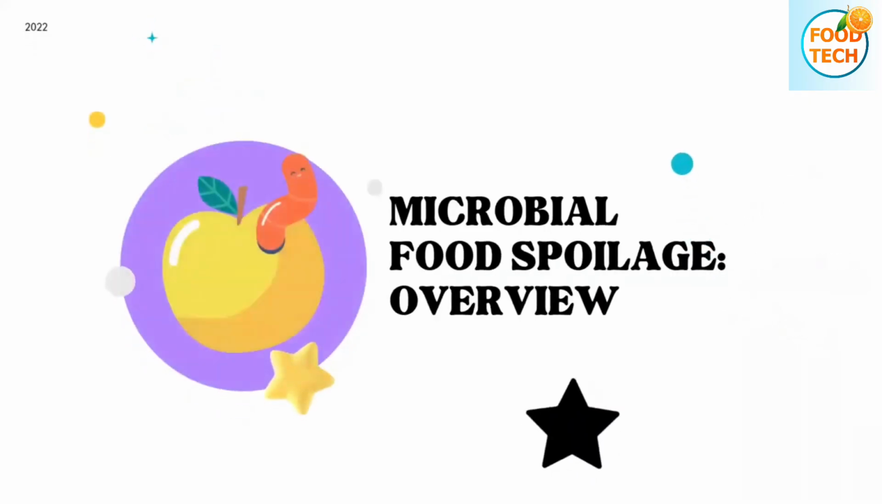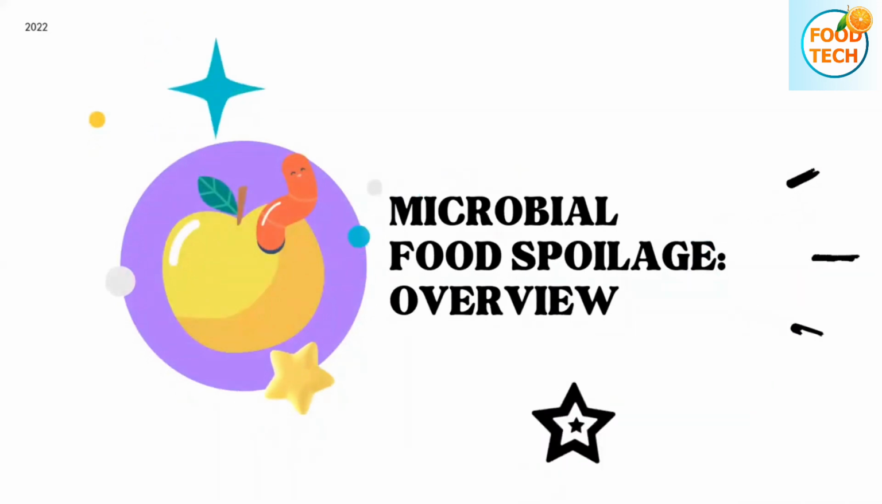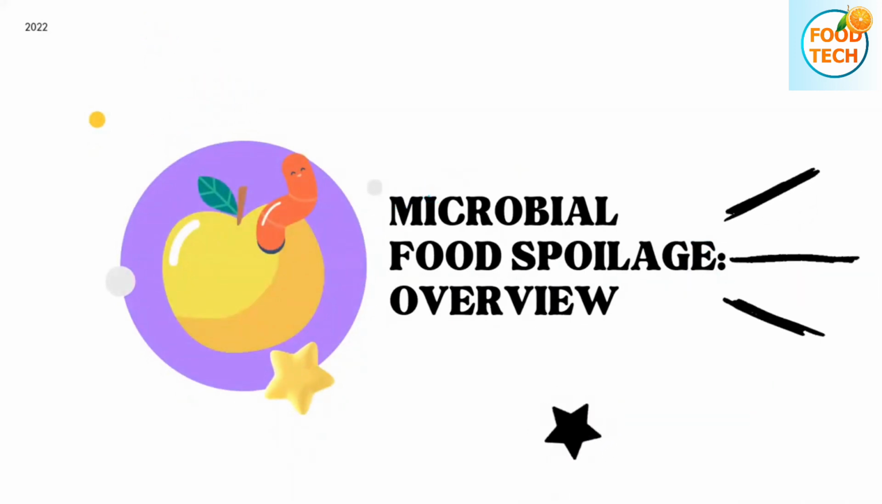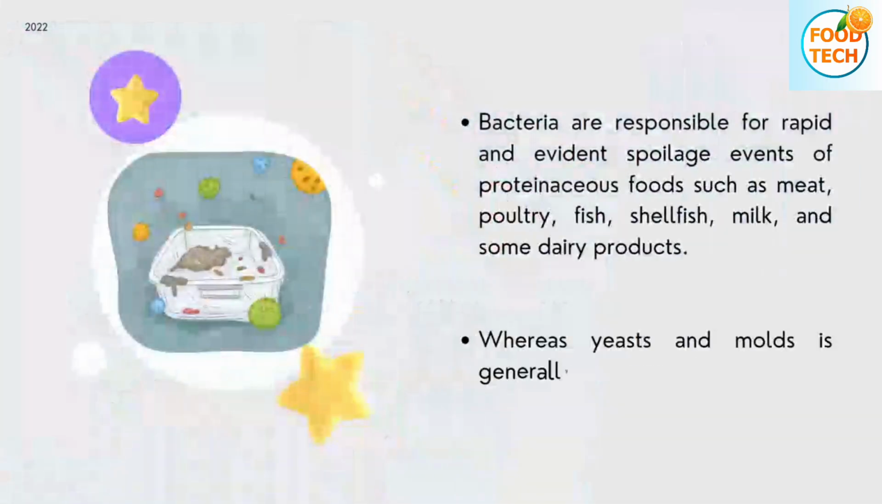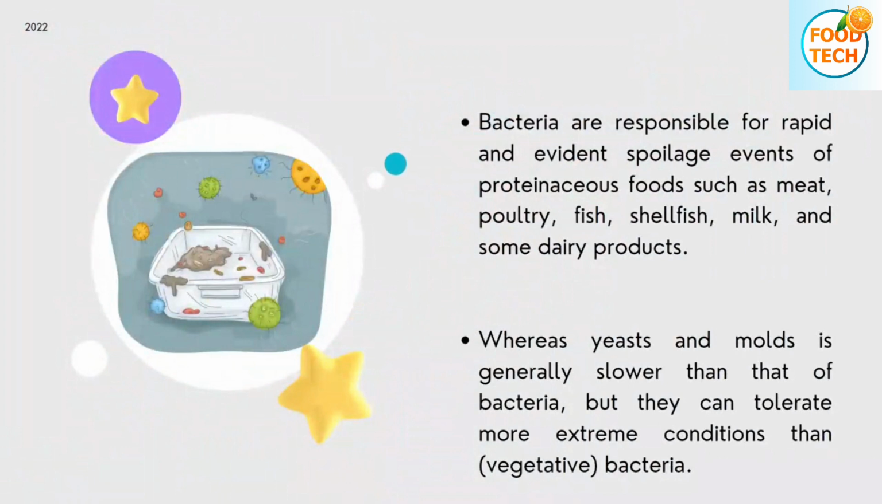Now coming to the microbial food spoilage overview. First of all, I'll give you the overview, then we'll move on to the characteristics. So if you see, bacteria are responsible for rapid and evident spoilage events of proteinaceous food like meat, poultry, fish, shellfish, milk, and some dairy products.